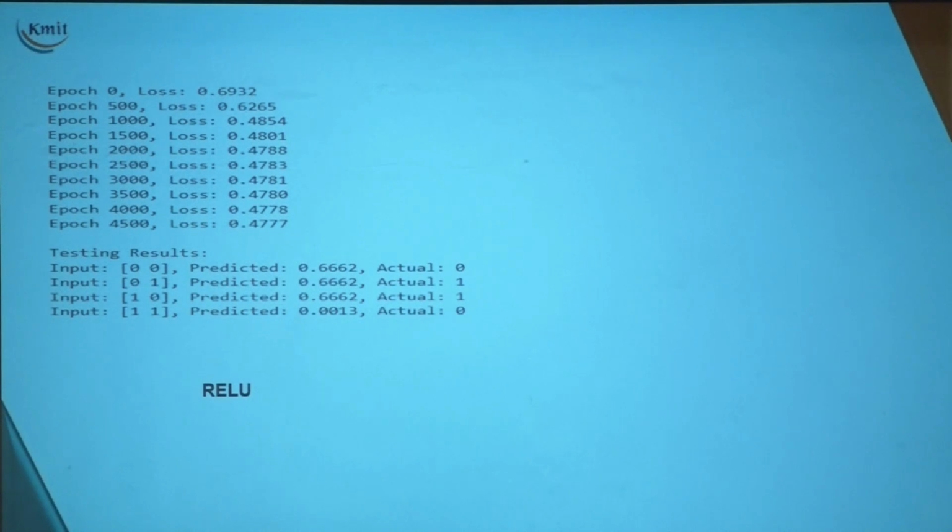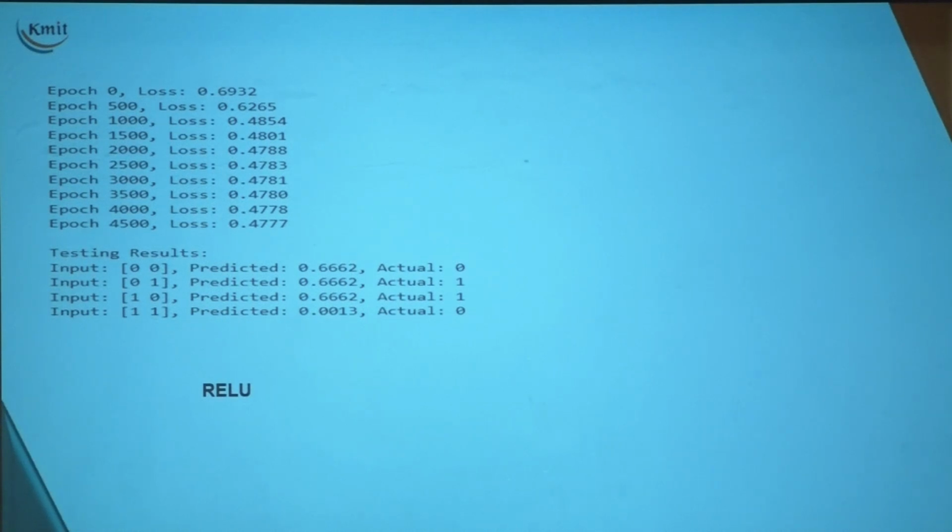Okay, for the 0 1 combination, what is the prediction? 0.662 comes. The actual is 1. So this is a match. Third case, for 1 0 the output should be 1, it is 0.662. Last case, for 1 1 the output is 0. Where is the output going wrong here? First case. That's why accuracy is how much? 53, 54 only. Madam, we did so many epochs, so why is the error high?